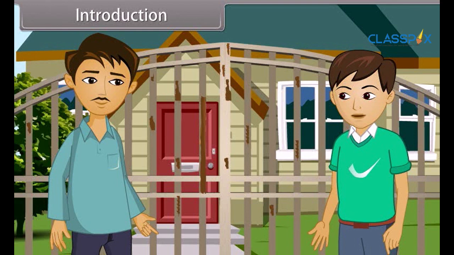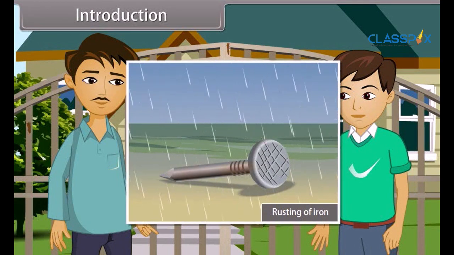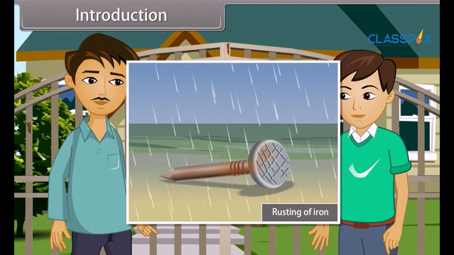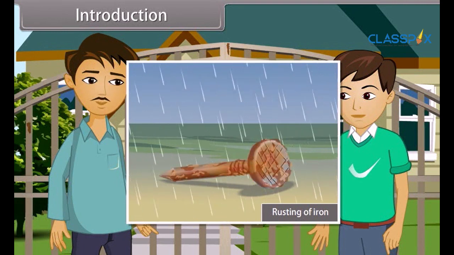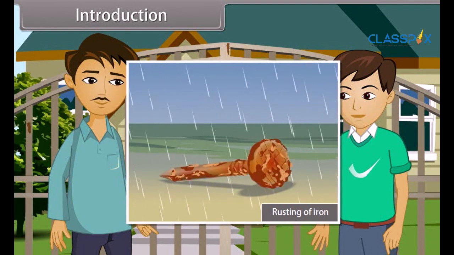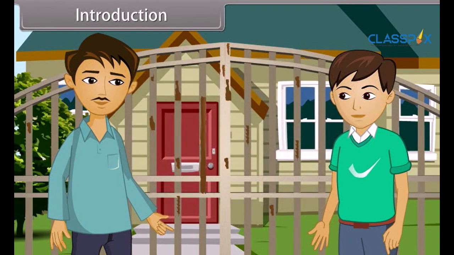I don't have much idea about that. Sure, son. Corrosion is a process of slow conversion of metals into their undesirable compounds by reaction with moisture and other gases present in the atmosphere. This gate is made up of iron, and corrosion turns the iron into brown precipitate called rust. That's why it is looking so old and dull.